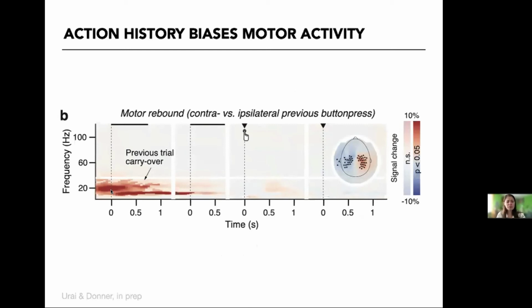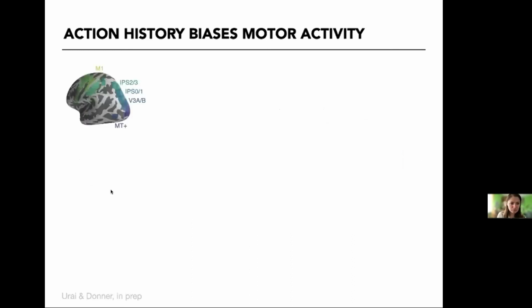And other people have previously suggested that these types of motor signatures actually cause people to alternate, so that there's a kind of inhibition of your motor state because you have this rebound signal, which prevents you from pressing the same button again.